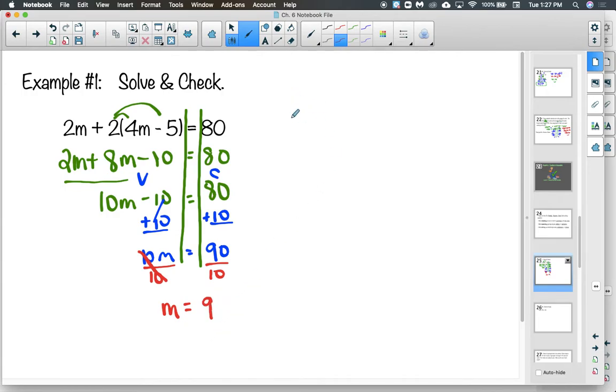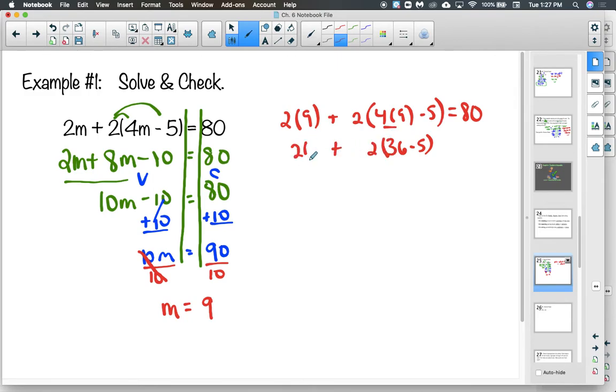So let's check it. The checks are a little bit more complicated now because we have to substitute in a couple different places. So 2 times m would be 2 times 9 plus 2 times the quantity of 4 times 9 minus 5, and we're hoping that whole left side ends up simplifying to be equal to 80. Let's do this step by step. Parentheses first, 4 times 9 is 36. Copy everything else into the problem. Parentheses still, 36 minus 5. Oops, I almost forgot my equal sign, my 80. 36 minus 5 is 31.